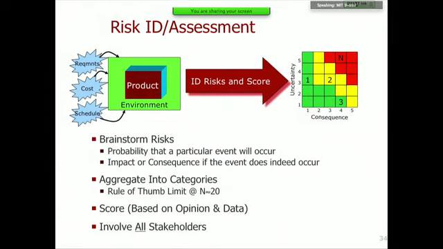Now, how do you actually do this? First of all, the risk ID and the assessment. The risks are typically brainstormed. So you think about risks, you have to imagine all the bad stuff that could happen to you and your program. The probability that these things will happen, and then the impact or consequence if they do happen, based on the requirements, the cost, the schedule, the product and its environment.